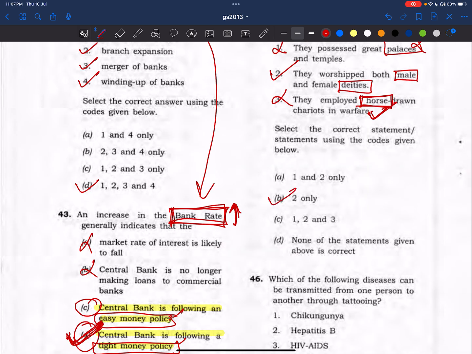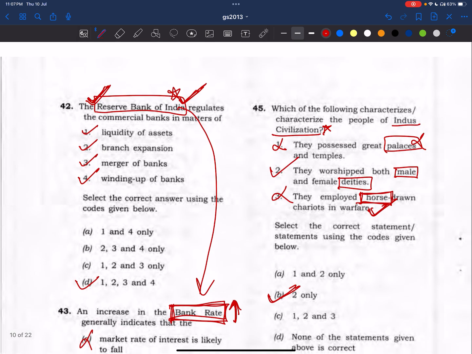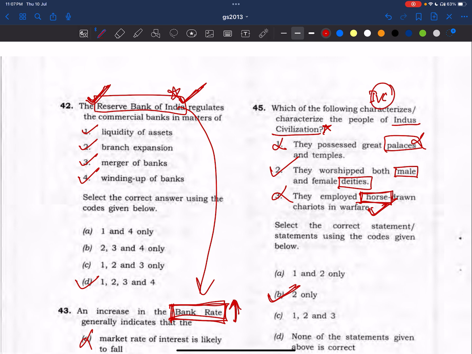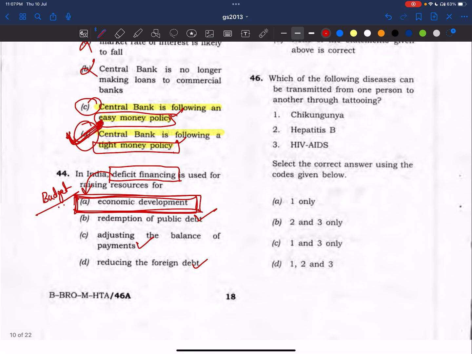Answer is B. Now my promise is I'll make notes on IVC. Everything related to IVC in 1 or 2 pages. I'll complete the notes and share in the Telegram channel. Now let's go to the 46th question.